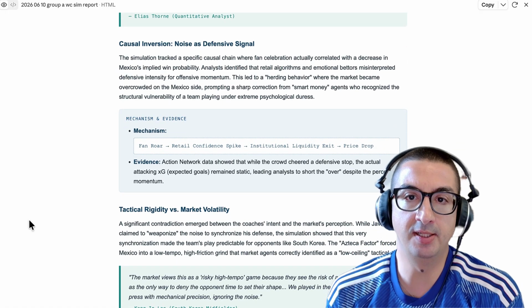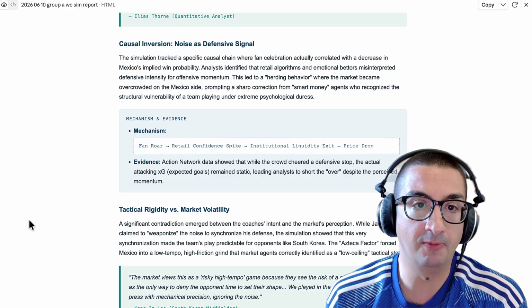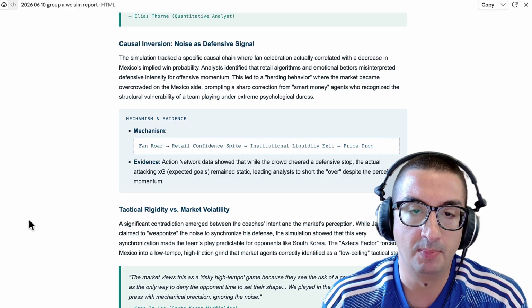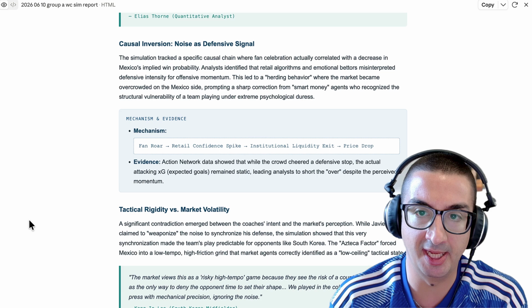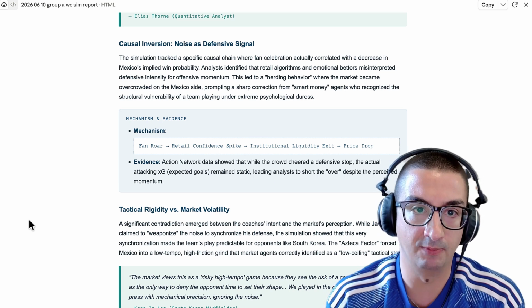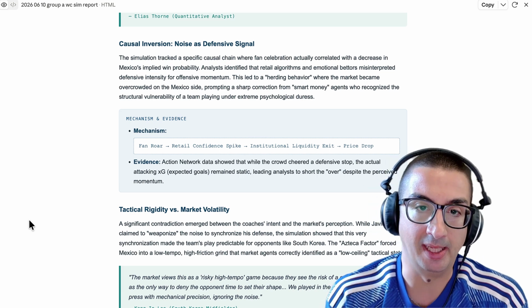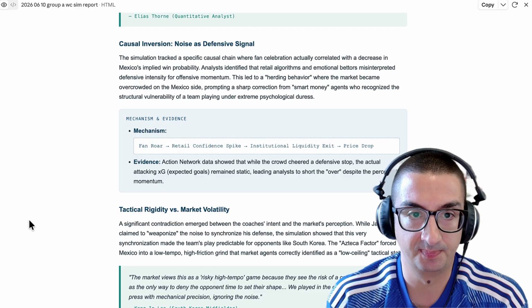This led to a herding behavior where the market became overcrowded on the Mexico side, prompting a sharp correction from smart money agents who recognized the structural vulnerability of a team playing under extreme psychological duress.